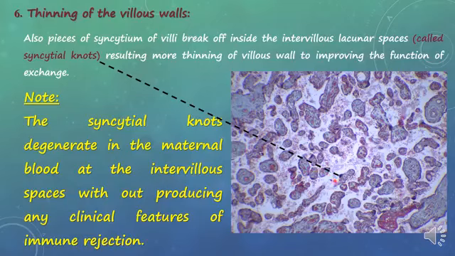Also, pieces of the syncytium or villi break off inside the intervillous lacunar space, called the syncytial node. Resulting in more thinning of the villous wall, improving the functions of the exchange. You can see this is the syncytial node. The syncytial node degenerates in the maternal blood at the intervillous space without producing any clinical features of immune rejection. This is the maternal blood.